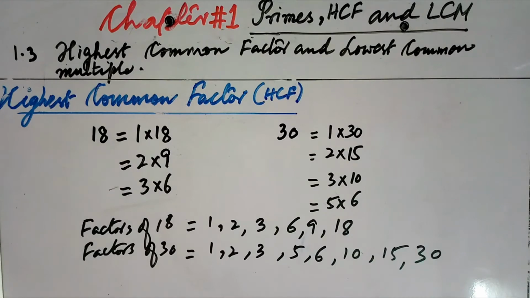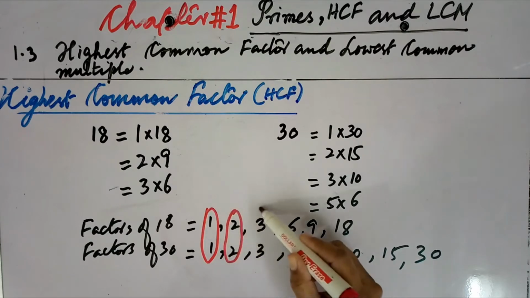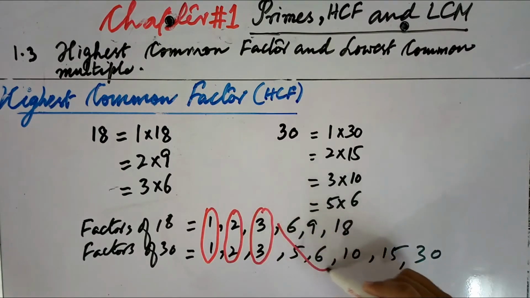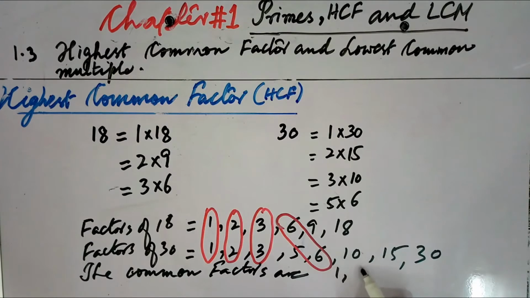Now if you find out the common factors of 18 and 30, what are the common factors? The numbers that are the same in both. 1 is the same, 2 is the same, 3 is the same, 6 is the same. Yes, that's it. All these numbers are the same in the factors of 18 and 30. Now I will write here the common factors: the common factors are 1, 2, 3 and 6.